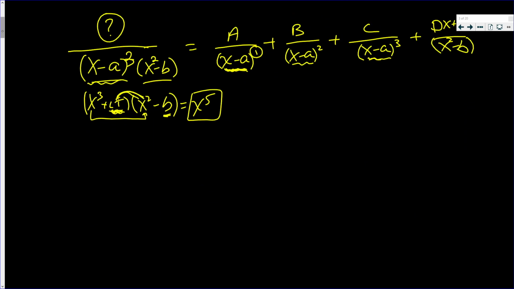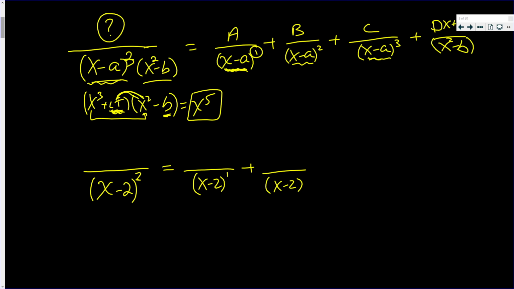Suppose, so let's look at this for a moment. Let's look at this pretty carefully. Again, if you have x minus 2 squared, this becomes x minus 2 to the first, x minus 2 to the second. And since this is linear, you get a. Since that's linear, you get b.